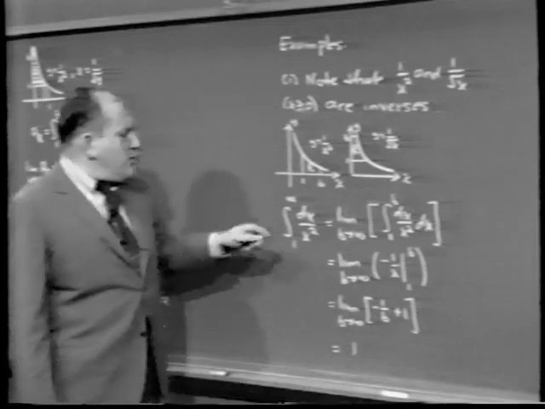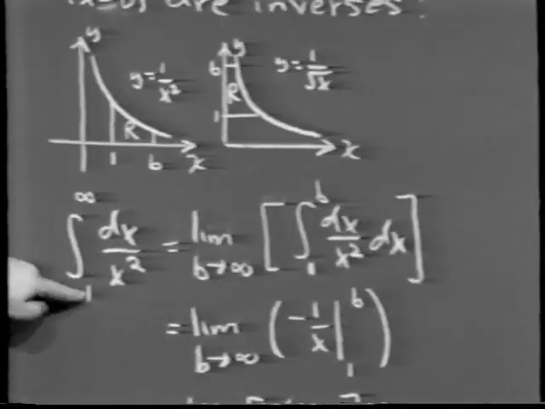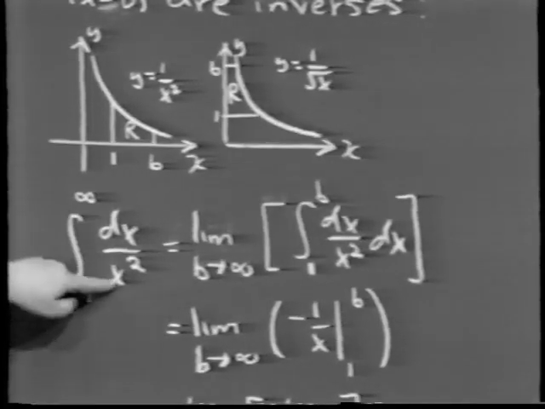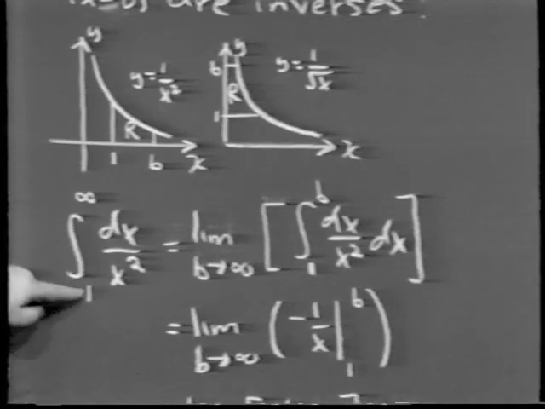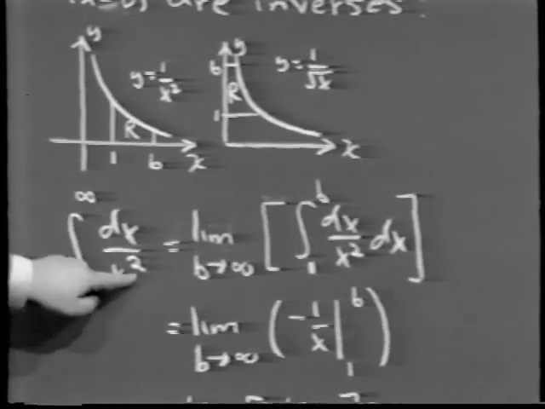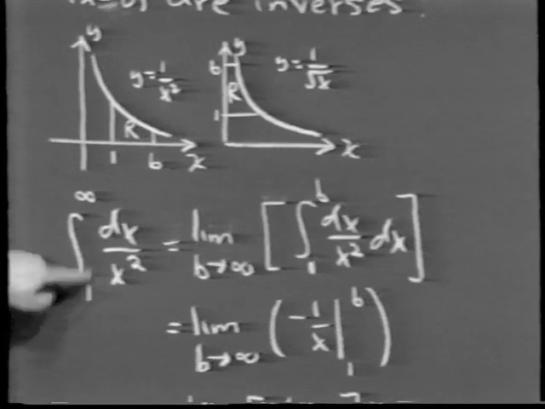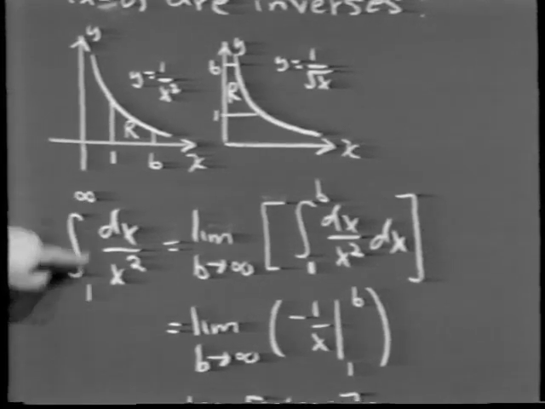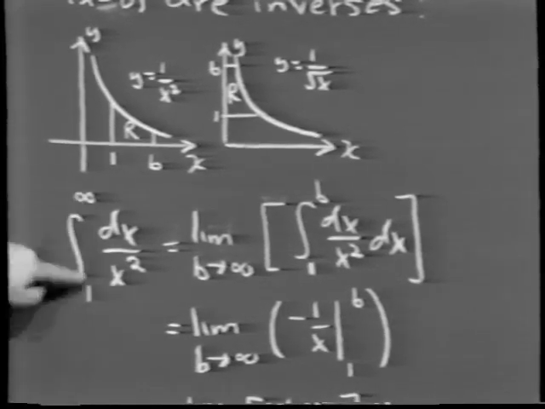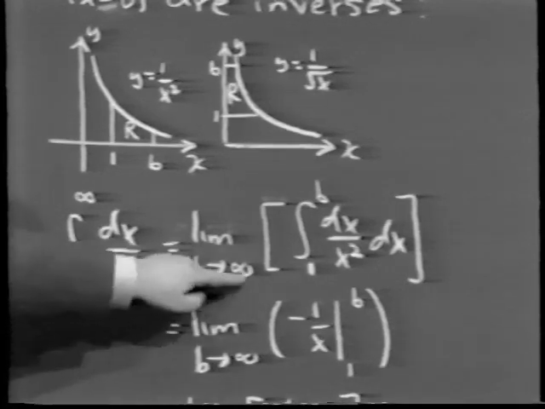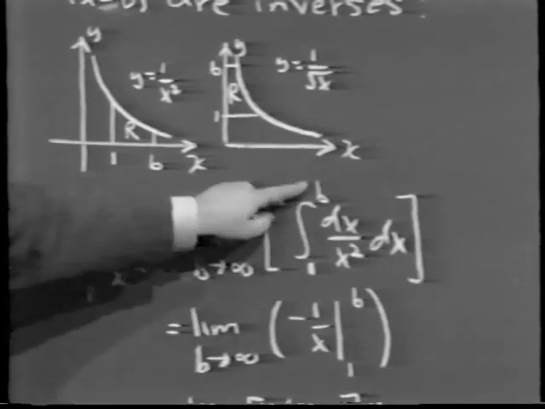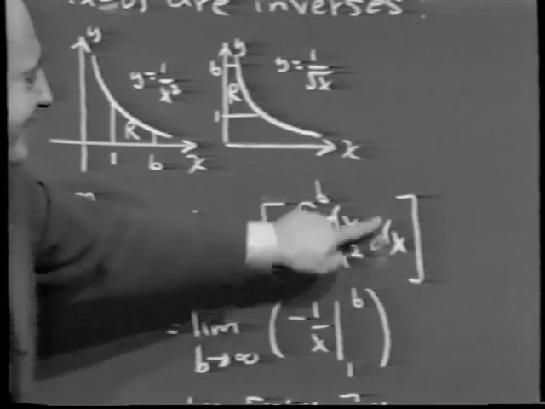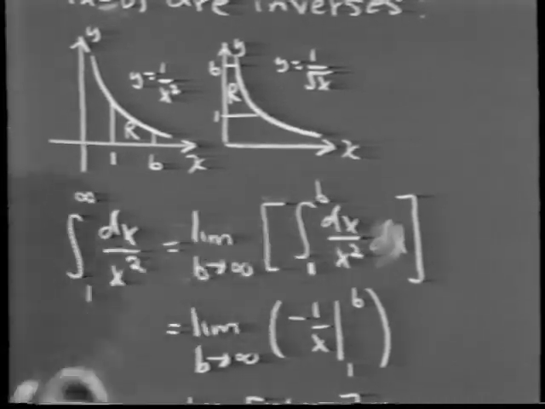At any rate, continuing on this way, what do I mean by the integral from 1 to infinity dx over x squared? Well, it's an improper integral of the second type because the integrand is finite between 1 and infinity. The limits of integration span an infinite space over here. At any rate, it's the limit as b approaches infinity of the integral from 1 to b, dx over x squared.